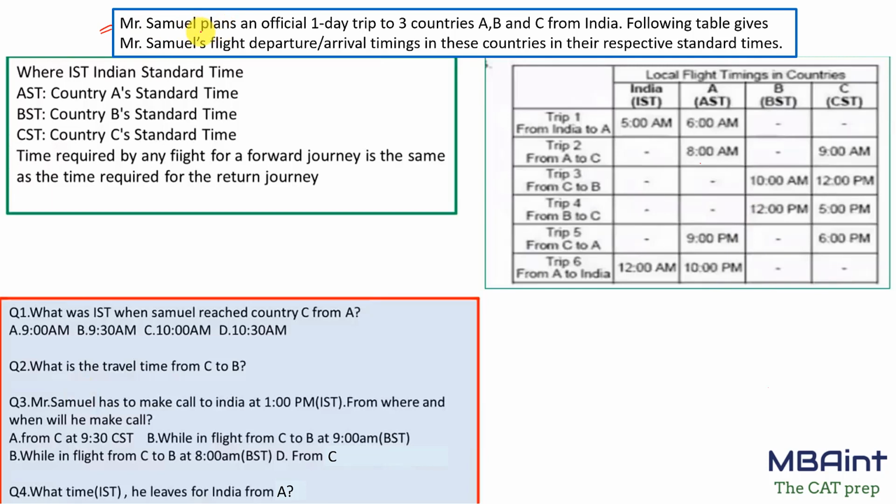Let's read this set. Mr. Samuel plans an official one-day trip to 3 countries A, B, C from India. The following table gives Mr. Samuel's flight departure and arrival timing in these countries in their respective standard times. So for the different standard times of the countries, we have the timings. This is the schedule. Now what is given is that the time required by any flight for a forward journey is the same as the time required for the return journey.